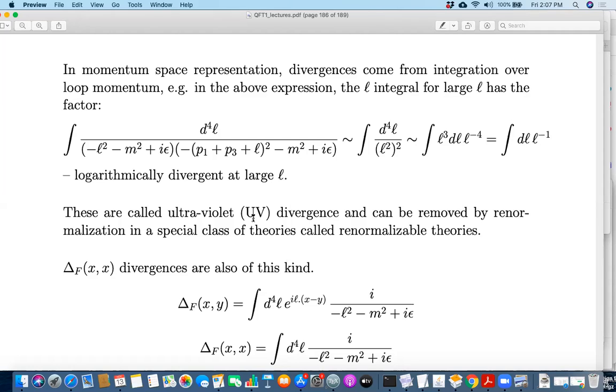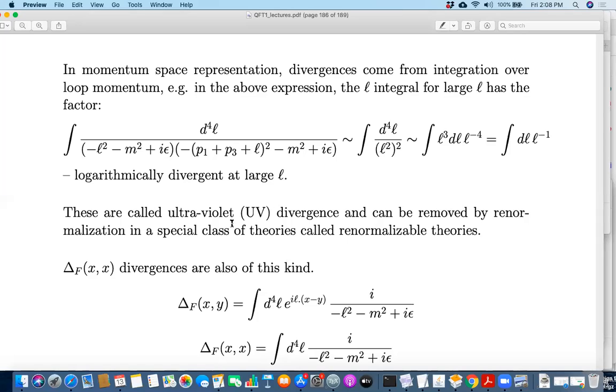So these divergences that we see here are called ultraviolet divergences, divergences which come from large loop momentum. And these are the ones which can be removed by renormalization. But it can be removed only in a special class of theories which are called renormalizable theories. And as I have emphasized, in these lectures we will not try to distinguish between renormalizable versus non-renormalizable theories, because that will become clear only in the next course, where you understand renormalizability in more detail.